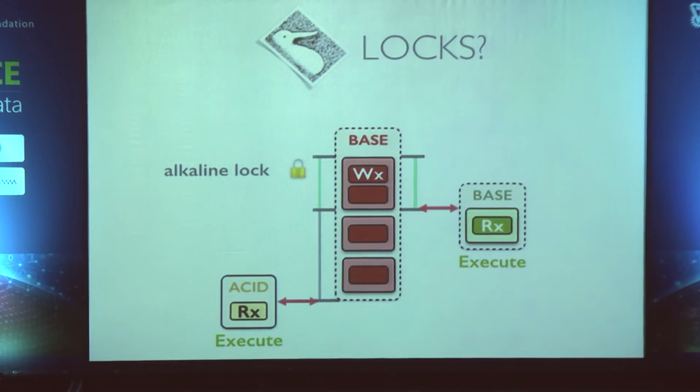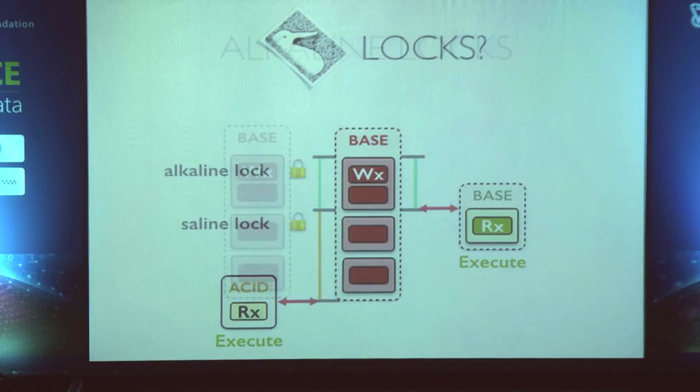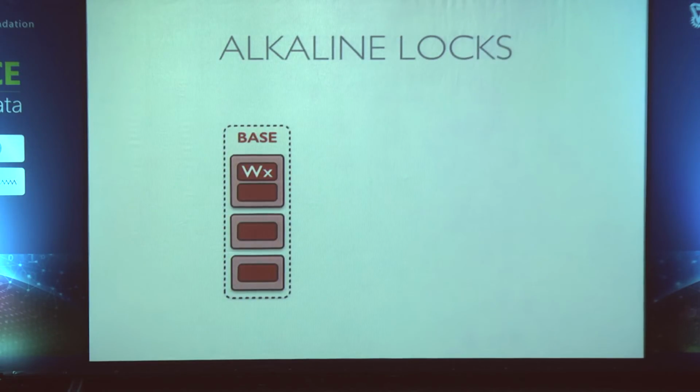So that's where these SALINE locks and ALKALINE locks are going to play a role. The ALKALINE lock is the lock that is going to protect, if you want, the isolation of ALKALINE transactions. And the SALINE lock is the one that is going to allow a BASE transaction to be completely opaque to ACID transactions, but selectively open the kimono for other BASE transactions. So let's look at SALINE locks. Let's look at their behavior in a little more detail.